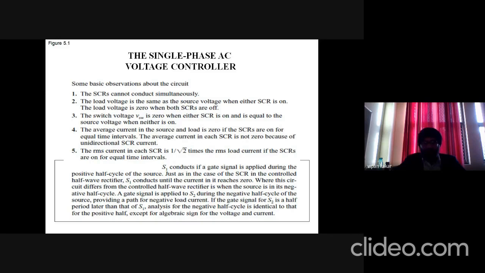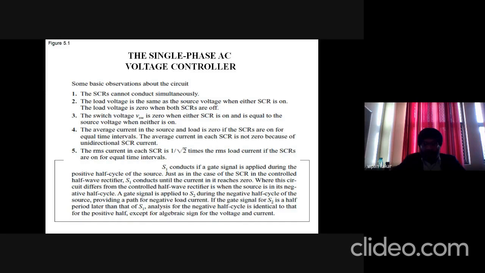The RMS current in each SCR is 1 divided by root 2 times, as we have done in the rectifier's case, in the analysis. The RMS load current applies if the SCRs are on for equal time intervals. And as we have already discussed, S1 conducts in the positive half cycle, when it is triggered at angle alpha, similar to the half wave rectifier.